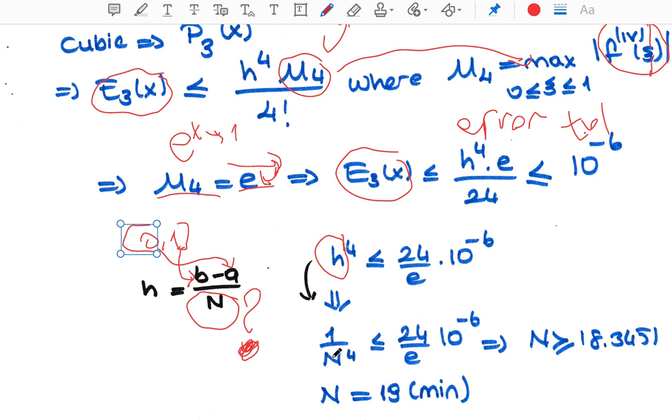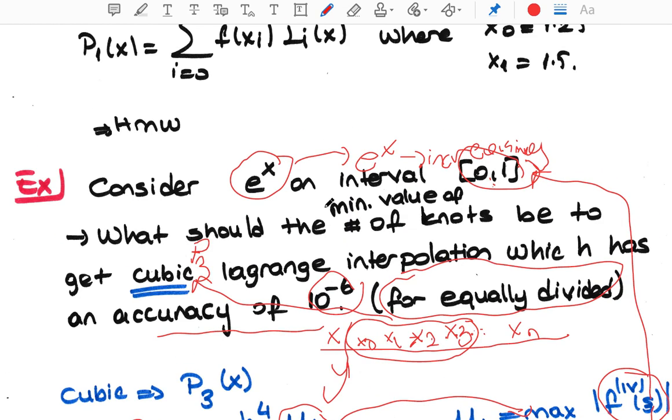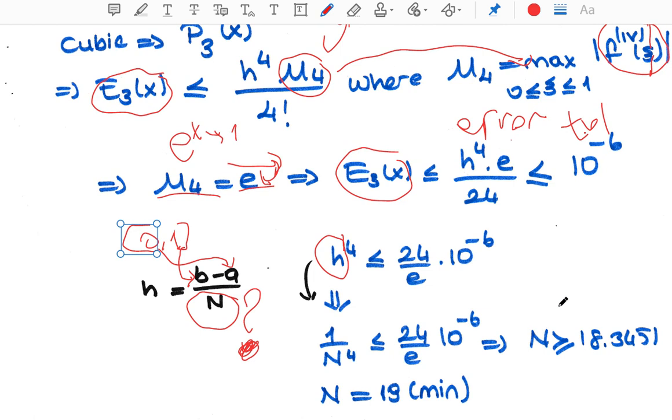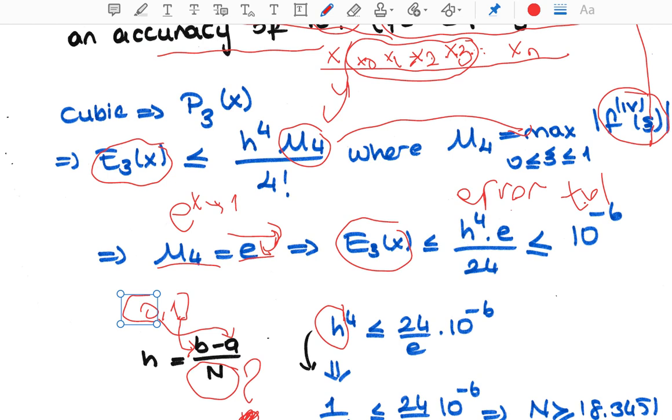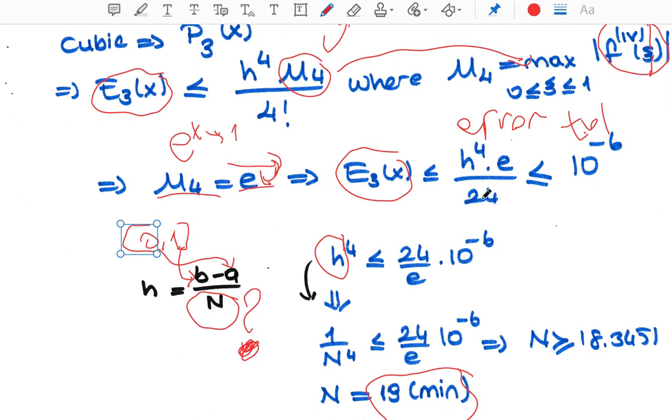Okay, so by writing your expression and doing some calculations, you have obtained that n should be bigger than or equal to 19.3454. It means that as the minimum value you should take an integer point, of course, because you are dividing your interval. So you should choose a minimum of 19 iterations to handle your problem and get this accuracy. Okay guys, now Lagrange interpolation is over and we will continue with Newton divided difference.